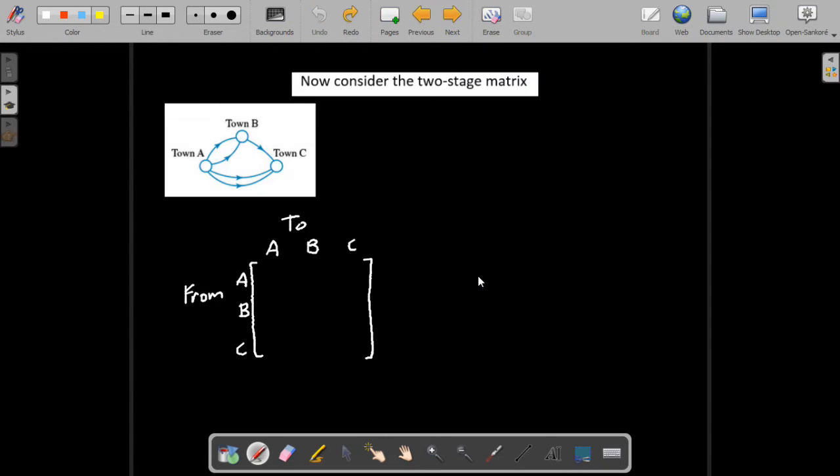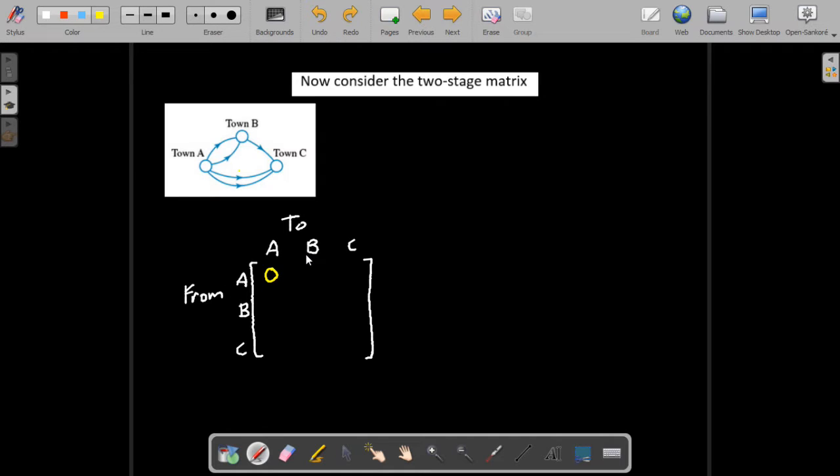The next thing we're going to look at is the two-stage matrix. So again, same situation, we've got A, B and C going from the towns to the other town. So two-stage matrix. How can I go from town A to town A? Well, there's no possible ways I can do that, again, because I can't make a loop. If one of these were going that direction, I could go A to B to C, back to A. But at the moment, I can't do that because there's no pathway going back that way.